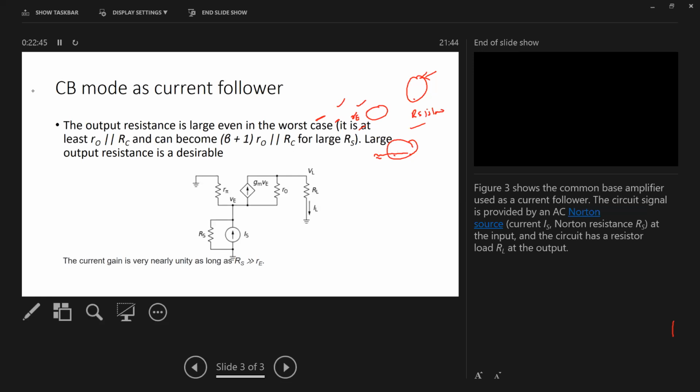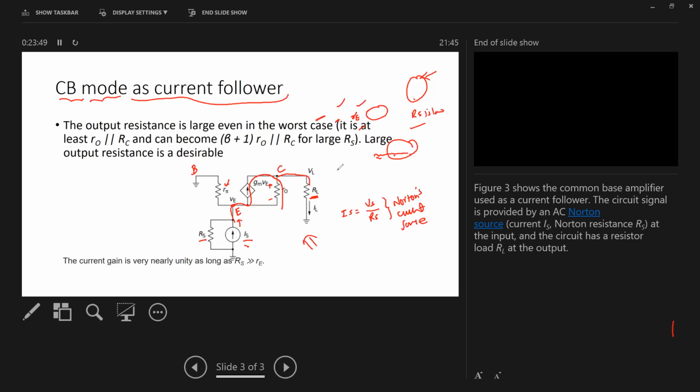Now finally, we take a look at the common base mode transistor as a current follower, what we just said. Here is a small signal model for that. Here is your base terminal, this is your collector terminal, and here is your emitter terminal. And this is your IS, which is VS by RS, and this is your Norton's current source. So we are basically feeding the emitter of the transistor with the current source. Then you have this resistance R pi. Here is your voltage at the emitter, and then you have this current. This current is flowing to the resistor like this, developing a drop across it, and also flowing through the resistor RL.